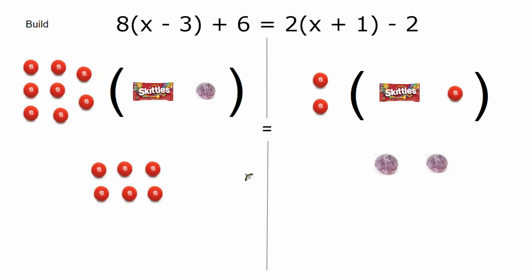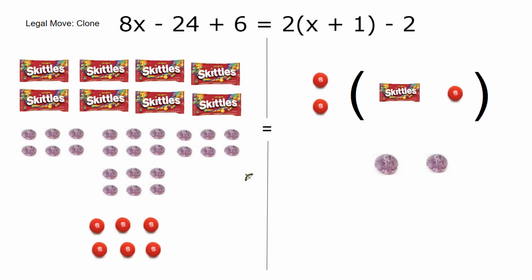The next equation that I'll be showing how to solve is a super equation, which basically means that it involves some cloning of tiles. For the equation, I used 8 parentheses x minus 3 parentheses plus 6 equals 2 parentheses x plus 1 parentheses minus 2. So the first move that I used was clone, and I cloned the 8 parentheses x minus 3, and I got 8x minus 24. So I took the answer and then added it to the already made equation right here.